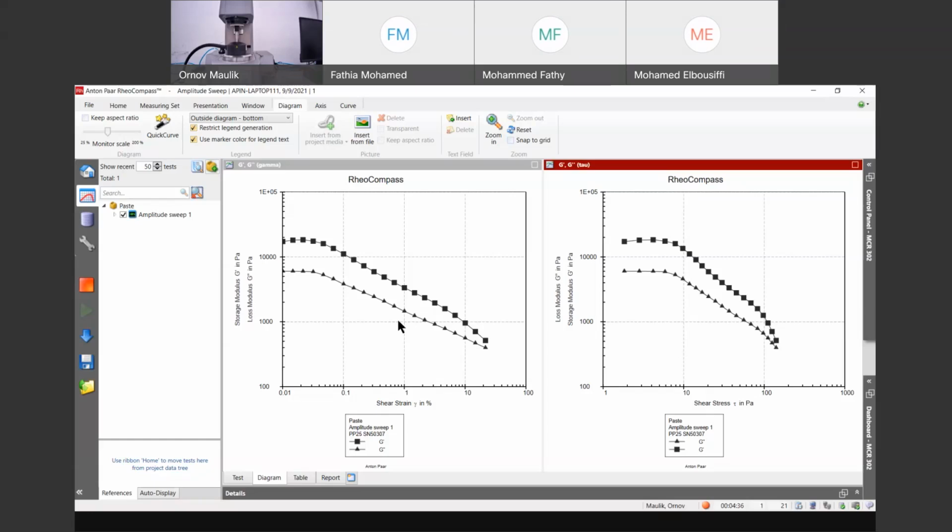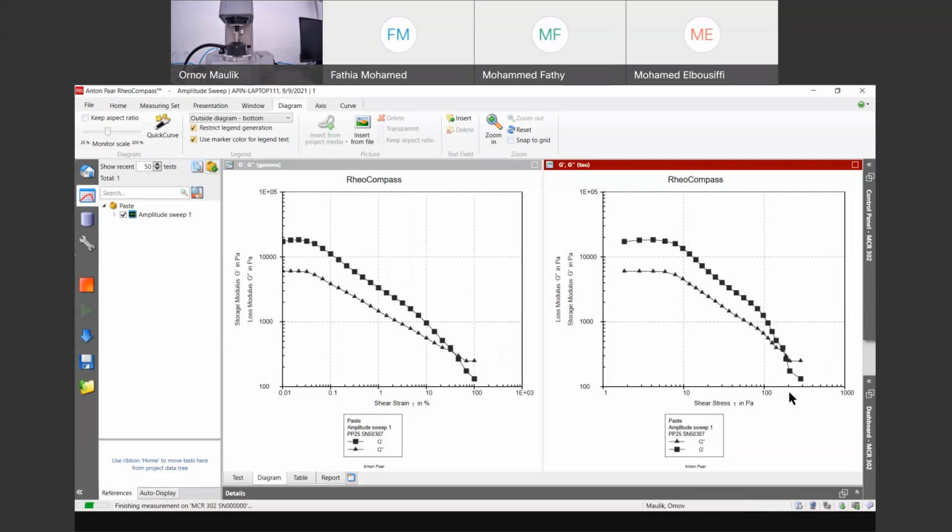So you can see it is going to have a crossover, and you will get a flow point, meaning the minimum stress at which the sample starts flowing. You can see it was about 100 Pascal. That's why we were not able to get any viscous or flow behavior in that template in our previous test. So the flow point is around, I would say, 120 or something, maybe.